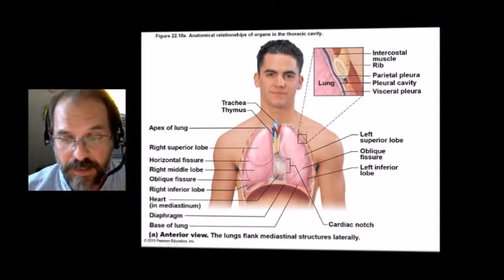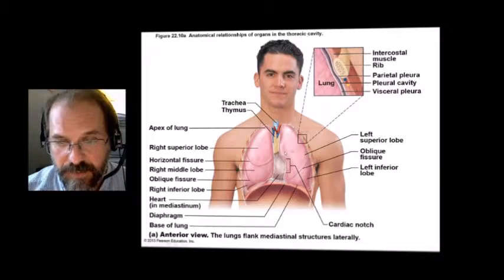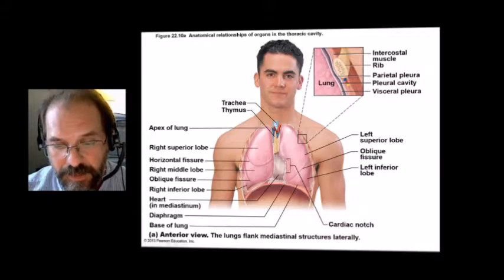You'll notice that the left lung is slightly smaller than the right lung. The left lung consists of two lobes, an upper lobe and a lower lobe, separated by what's called the oblique fissure. And the right lung has three lobes, the superior separated from the middle lobe by the horizontal fissure, which is only going to be on the right side, and then the middle lobe separated from the inferior lobe by another oblique fissure. The base of the lungs sits nicely down on the diaphragm, and the apex is up here. And when the lungs fill, they fill from the base to the apex.